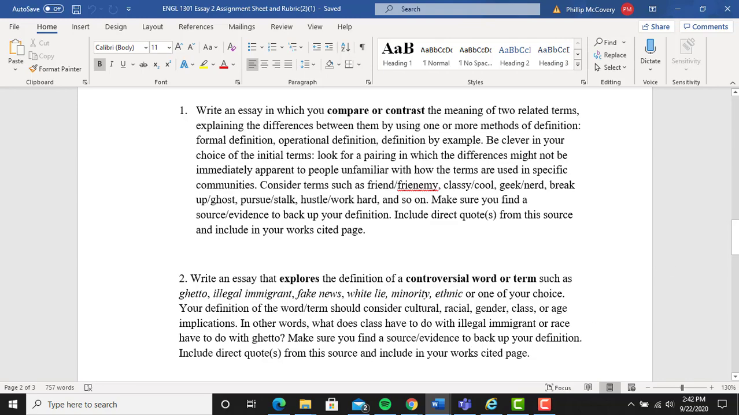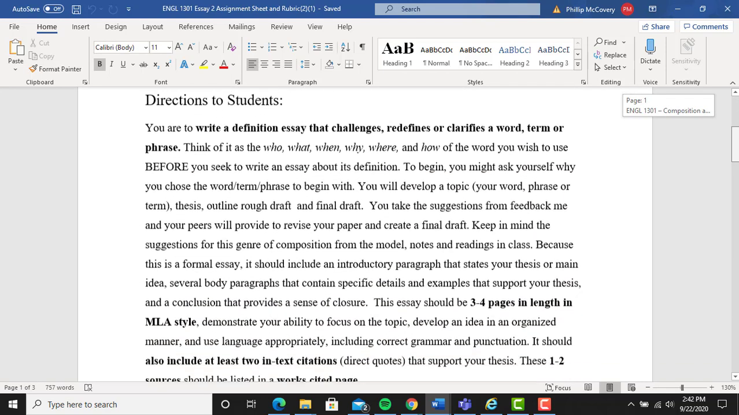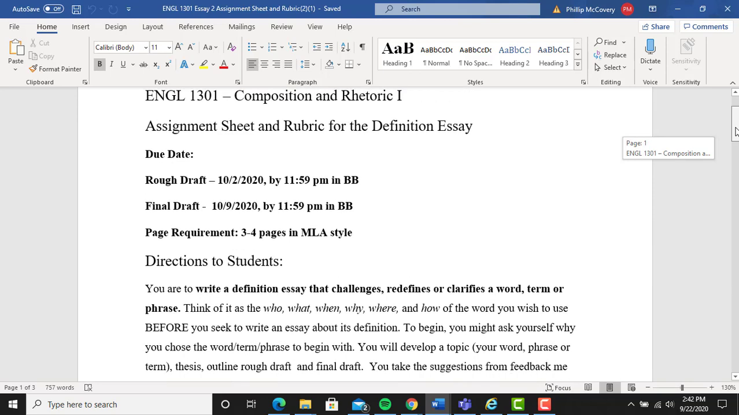It's up to you. But know that you're going to have 1 to 2 sources, and this assignment does call for a works cited page, 3 to 4 pages in length, following MLA style, and using 2 in-text citations or direct quotes, right? Okay, and that final draft would be due October 9th by 11:59.